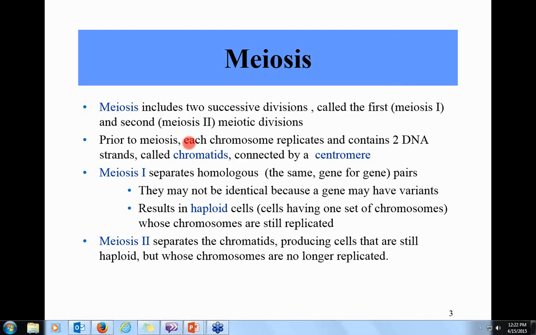As with all cell division, the chromosomes replicate. Chromosomes are chromatids connected by a centromere. In meiosis 1, the homologous pairs, in other words, chromosome 1 from your father and chromosome 1 from your mother, all separate. And after meiosis 1, you have haploid, meaning you only have half the genetic material. And then these chromosomes will split again in meiosis 2, and you will have 4 cells with 23 chromosomes.